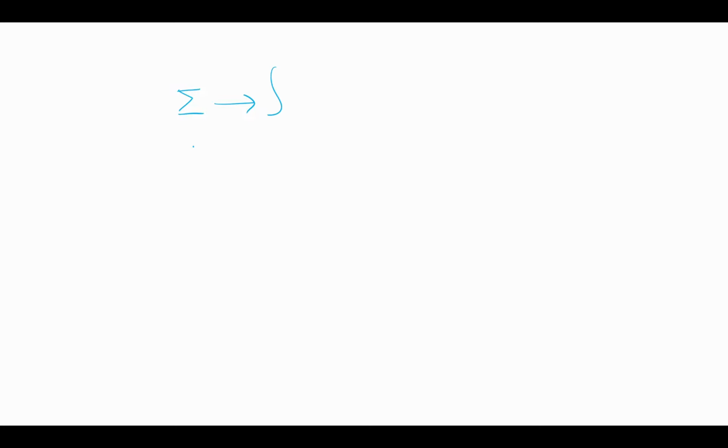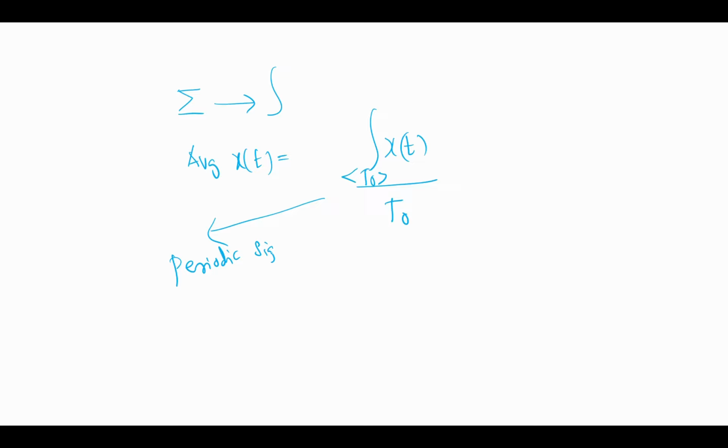So therefore, the average value of x of t is going to be the integration of x of t by capital T naught, and this is going to be over one time period. So this is the average value for continuous time signals, and particularly this is valid for periodic signals.